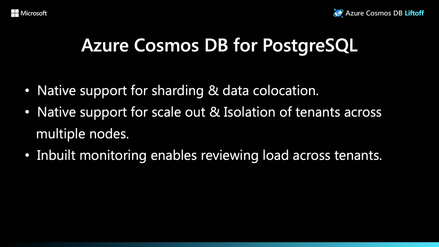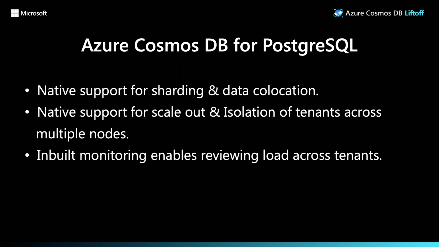Issue number three is tenant management. As we hit the issue of performance and scaling, the need arises for moving the tenant to a new node and write an application logic for routing the queries. Effectively, this is reinventing the wheel of sharding. Azure Cosmos DB for PostgreSQL provides support for auto sharding, and it takes care of routing the queries. Additionally, we also get to observe the query patterns per tenant through the inbuilt monitoring views.